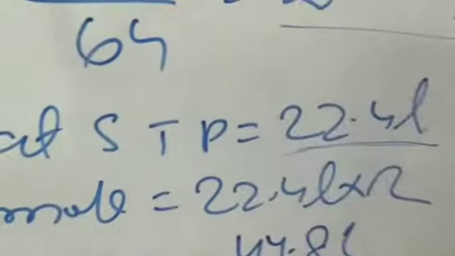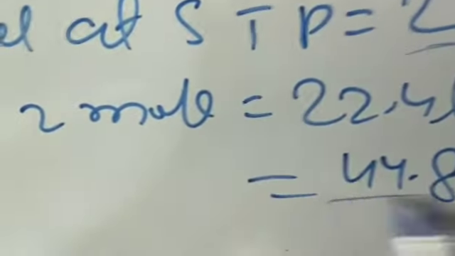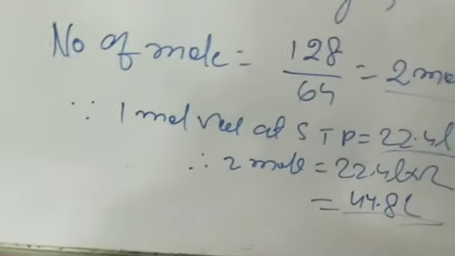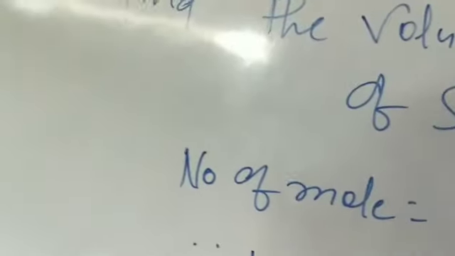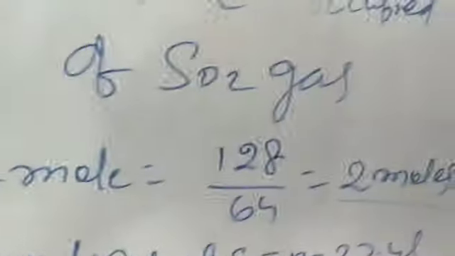According to the formula, 1 mole at STP has a volume of 22.4 liter. So 2 mole is equal to 22.4 into 2, that is 44.8 liter. In this way we can calculate the volume of sulfur dioxide. Thank you. Now I will discuss application of mole concept on equation in next video.